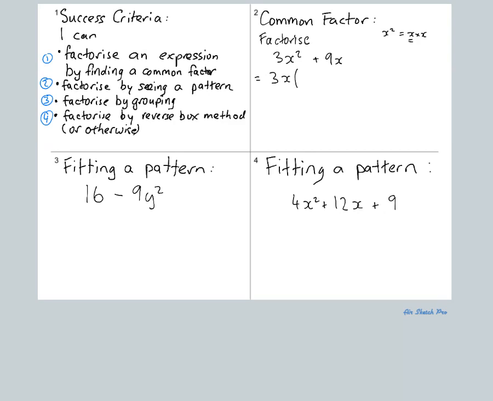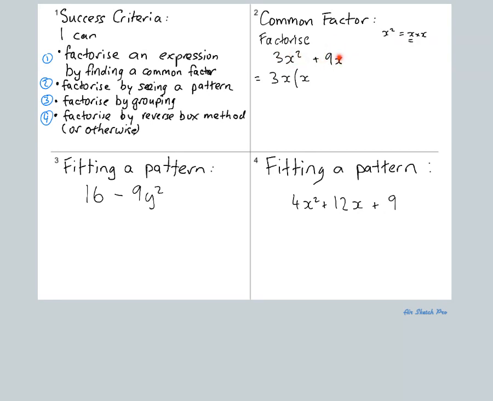And this is where you just need to use the distributive law to fill in the blanks. So it's a bit like this. 3x, maybe look at the board if you're busy writing stuff down just for this bit. 3x multiplied by what will give me this first term, 3x squared? The answer is just x. Okay, so 3x times x gives me 3x squared.